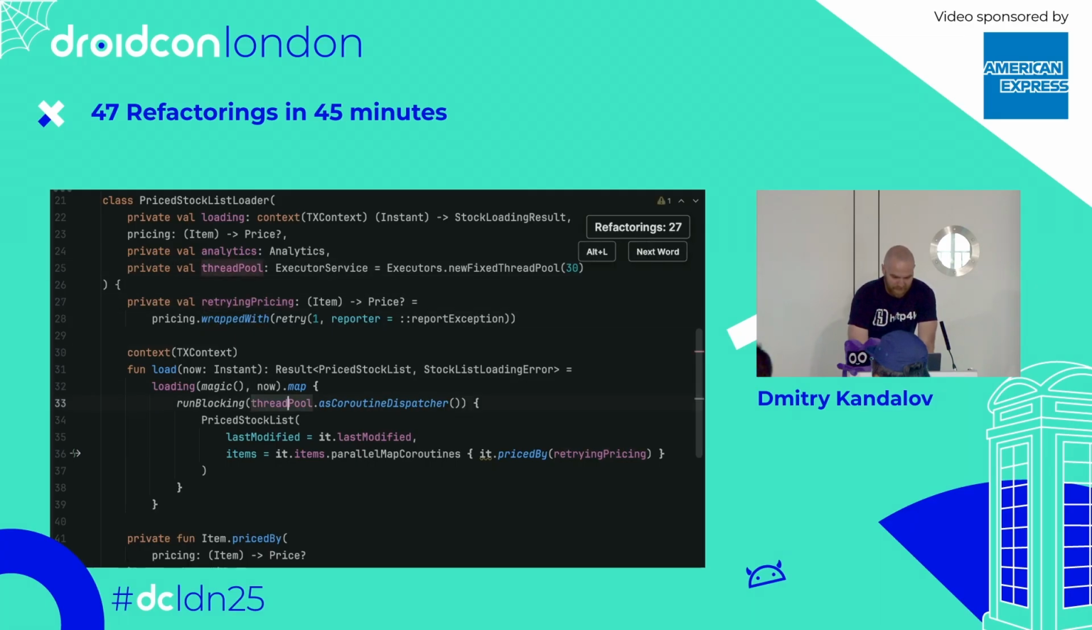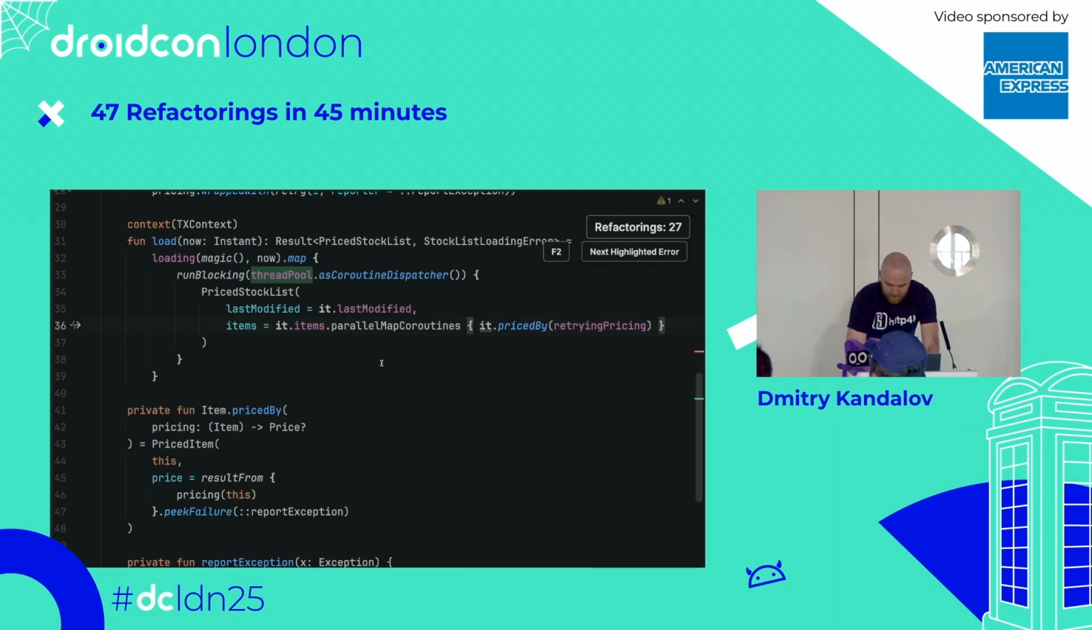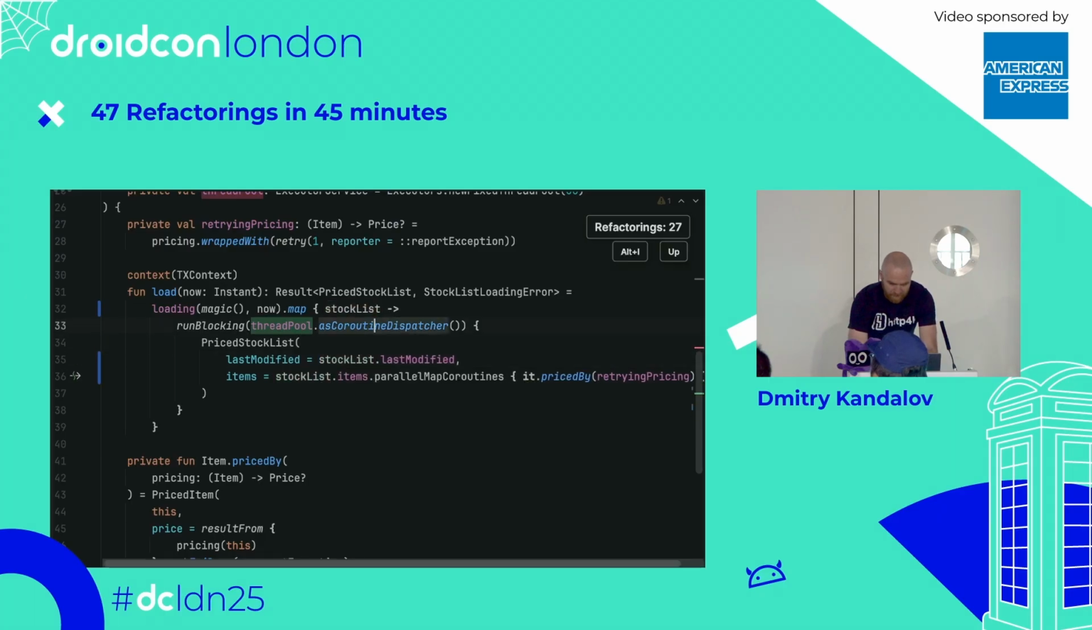And another thing here is that we're running the whole code on the thread pool, but what we're really doing is just the pricing. So actually, there is this thing I look for, notifications here. This shows implicit is shadowed by this it, so maybe this should be renamed to, I think it's stock list here. So the type is stock list, so yeah, this is better.